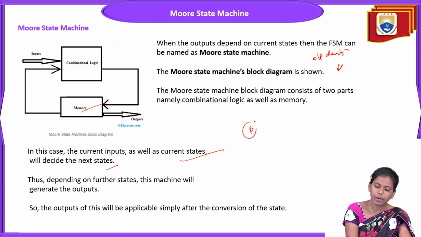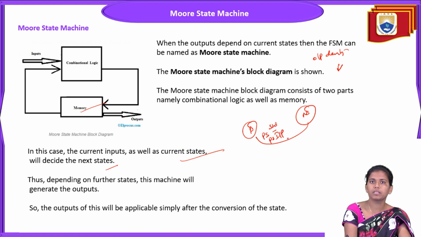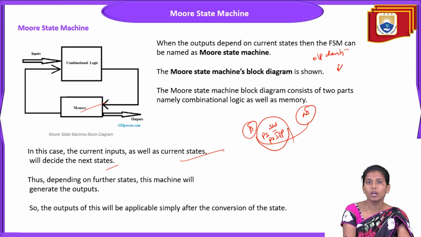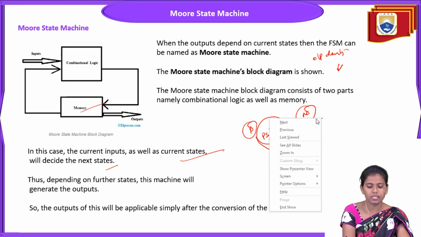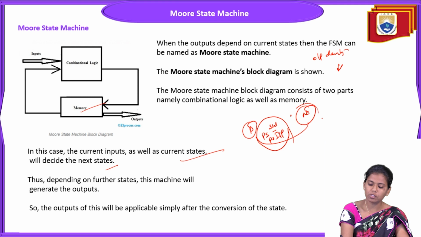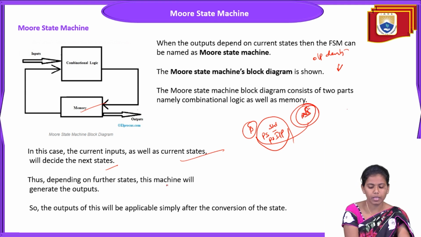So the next state is decided only on the present state and the present input. Based on these two criteria, the next state is evolved. Then, depending on the next state, this machine will generate the output. Based on the next state, the output is generated.